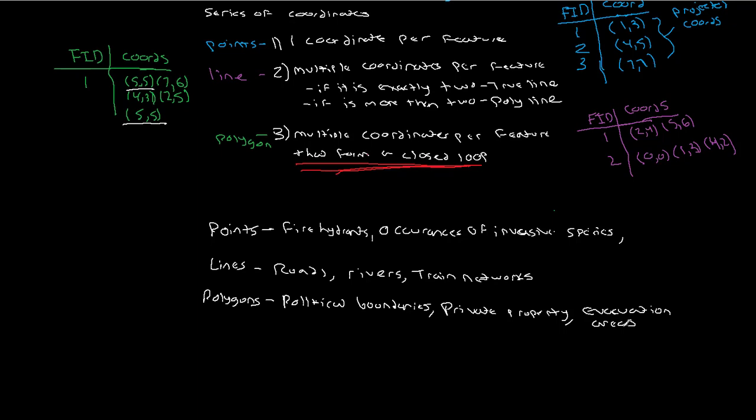Lines are things where we would typically consider them to be a network of things. And then points are going to be things where we're generally just concerned with a single location, or we think of something as having a single point location.